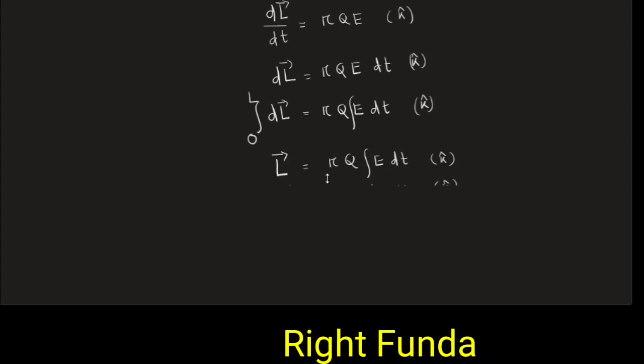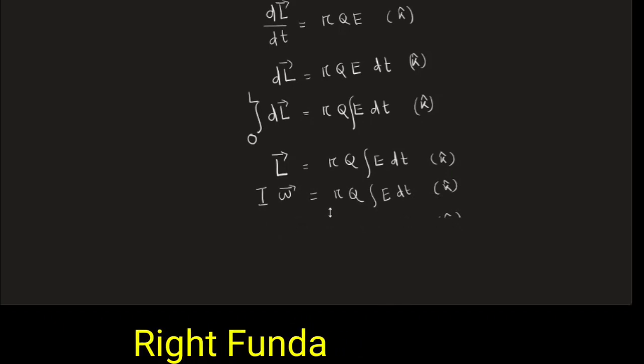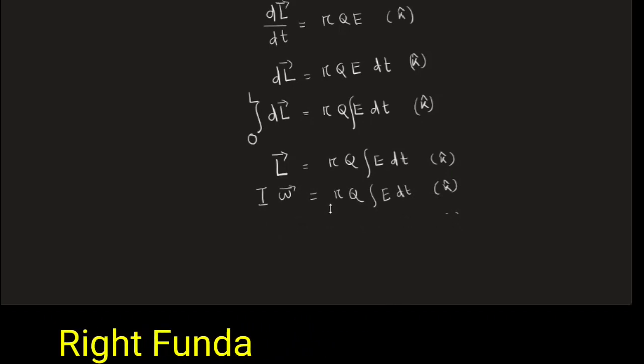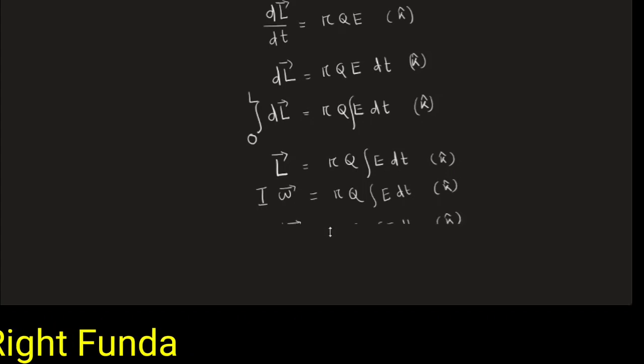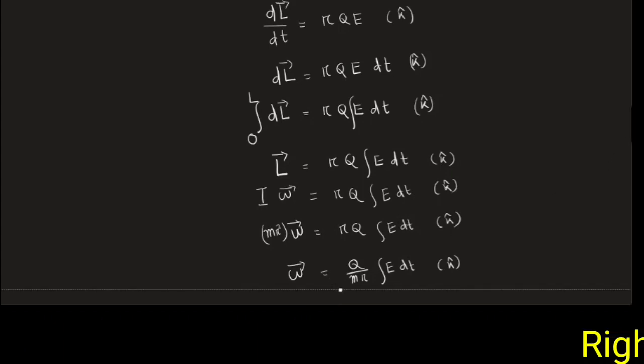But L is equal to what? I into omega. So I take the problem. What is the I? It is a cylinder. If a hollow thin cylinder, I will take I equal to mR squared. So mR squared omega equal to RQ into the integral of E dt. From this I can get the omega of the cylinder.